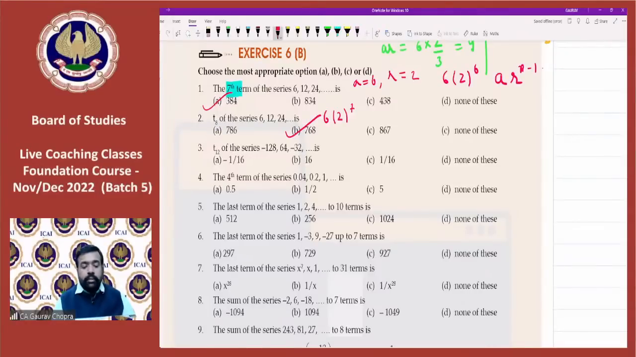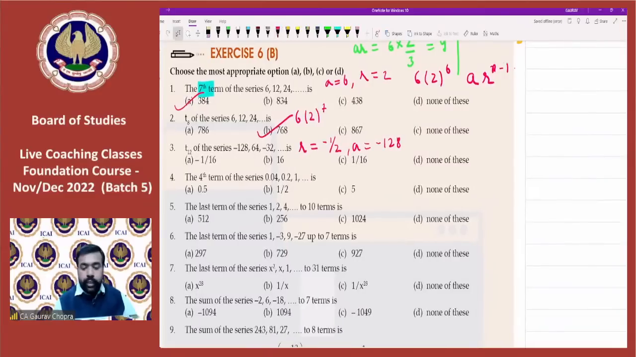T12 we have to calculate this time, term number 12. So for term number 12, let us check the common ratio. The common ratio will be 64 upon negative 128. It will be minus half. So minus half becomes the common ratio. What is A? A is negative 128. So how to calculate T12? It will be A multiplied by R to the power of n minus 1.